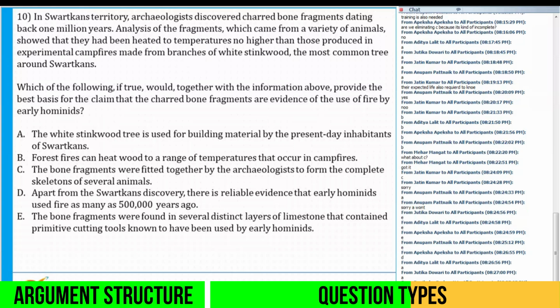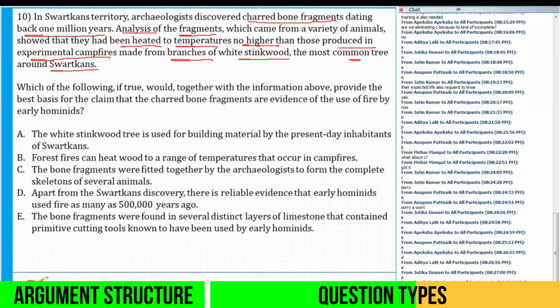So what will prove that early hominids used fire? Because these bone fragments, they are charred. These charred bone fragments are 1 million years old. Okay. And when we analyze these fragments, what did we find? We found that they were heated to temperatures no higher than those produced in experimental campfires. Experimental campfires means when people make a campfire. So these fragments were not heated to a temperature higher than the experimental campfire. And these experimental campfires were made from the branches of the tree white stinkwood, and this tree is the most common tree around Swartskin.